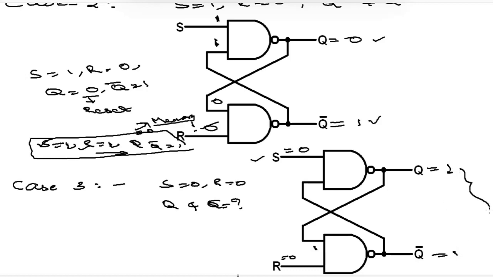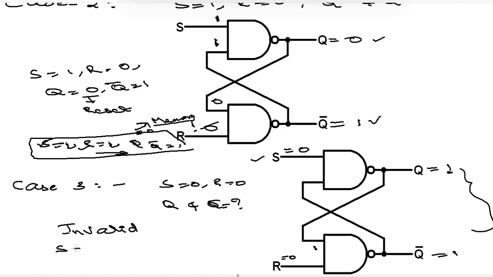So now check the Q and Q bar values. These two variables are every time in complement form. Now we are getting the same values. So this condition is called as invalid condition.